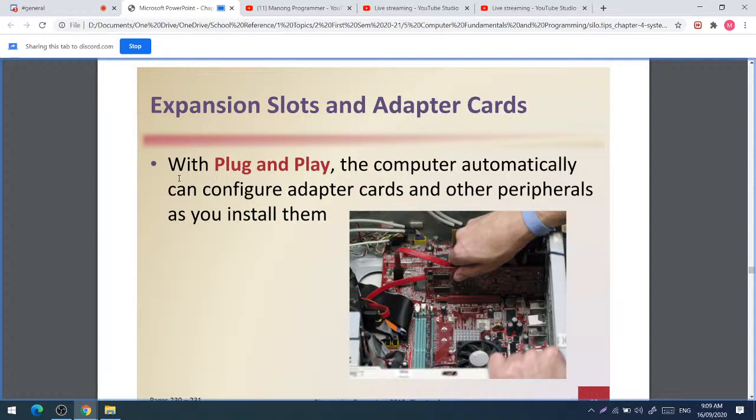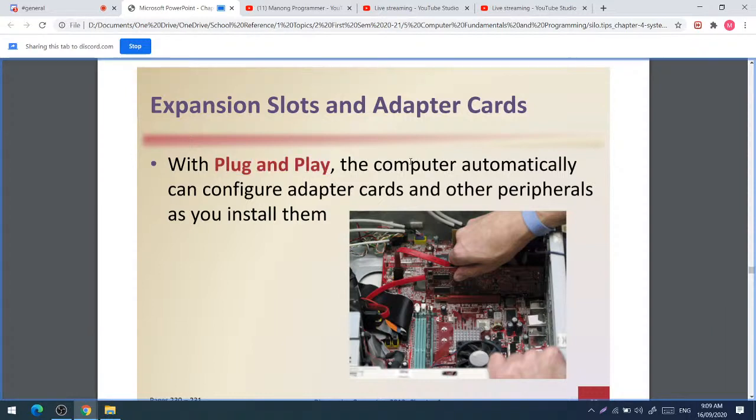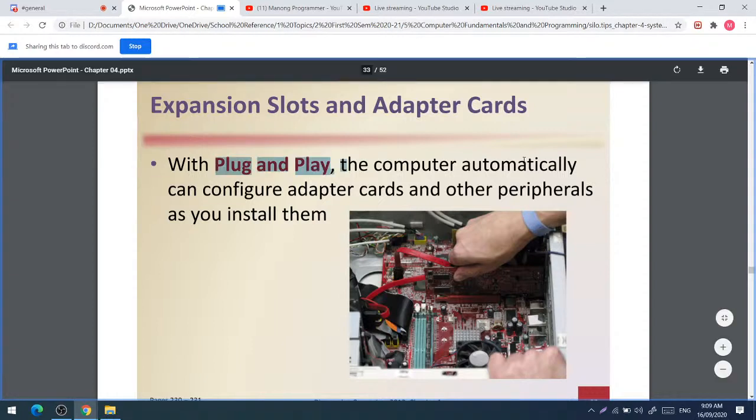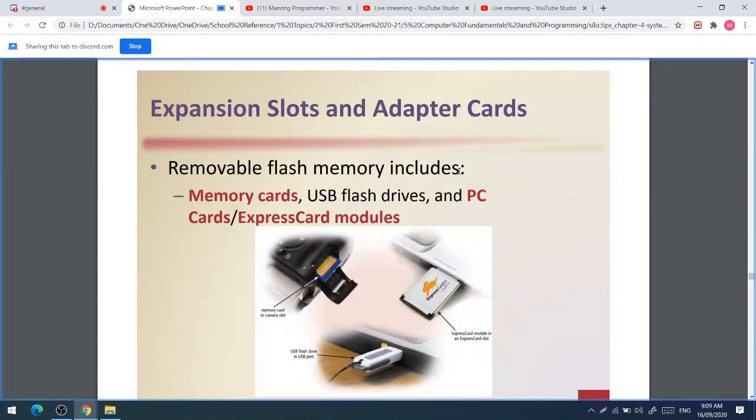So, take note with the plug and play. The computer automatically configure adapter cards and other peripheral as you install them. So, ibig sabihin, pag kinonect mo na siya, pwede na kaagad siyang gamitin. Pag sinaksak mo na yung adapter cards na nilagay mo, magagamit mo na siya because of the plug and play. So, these are expansion slots and adapter cards.